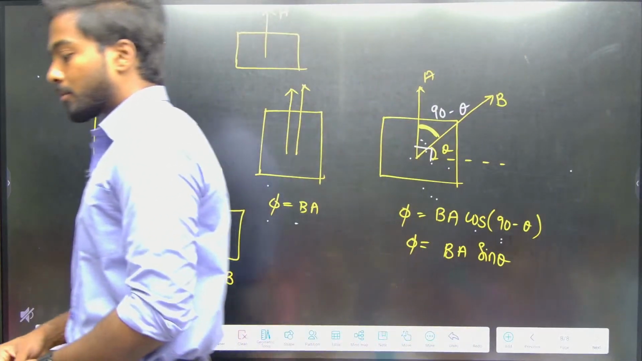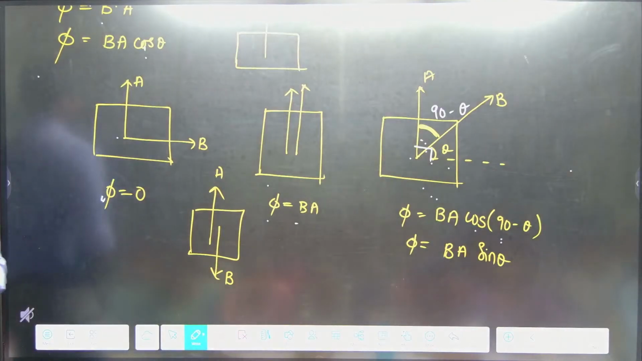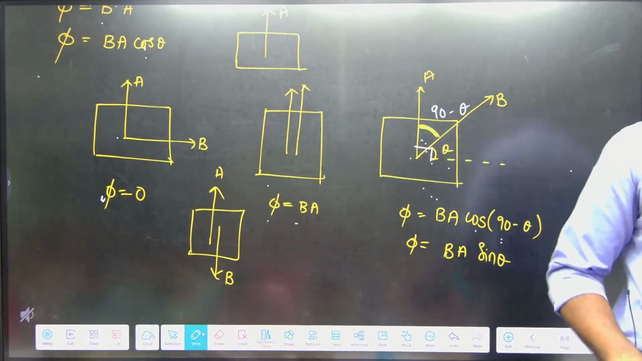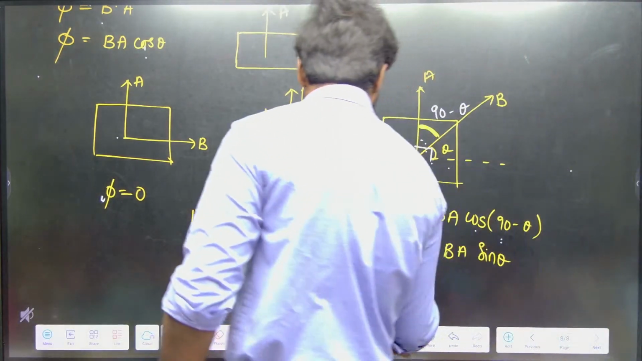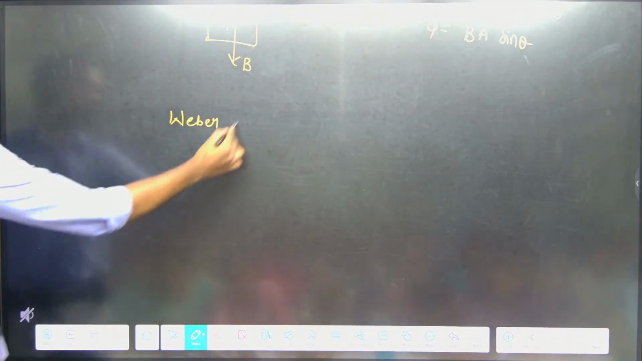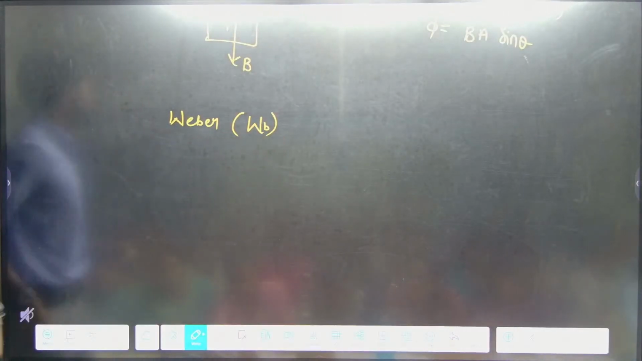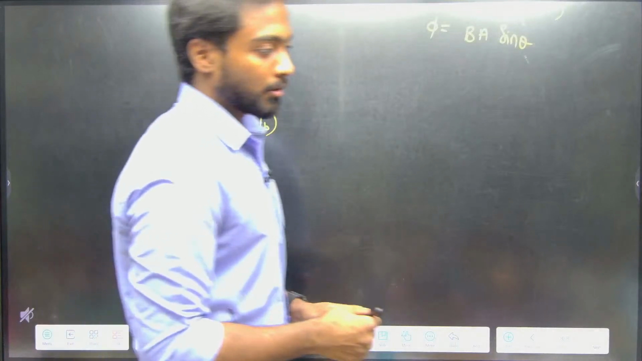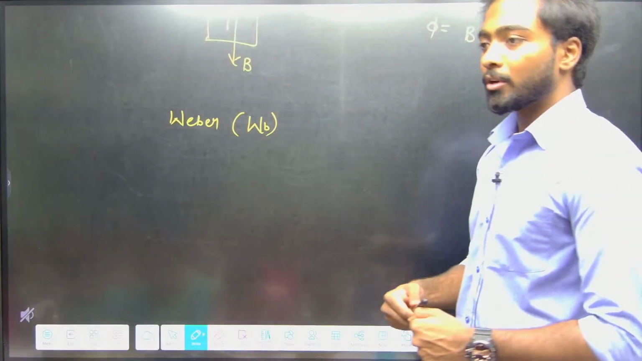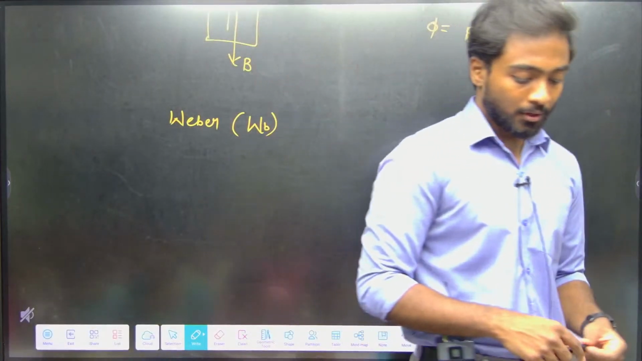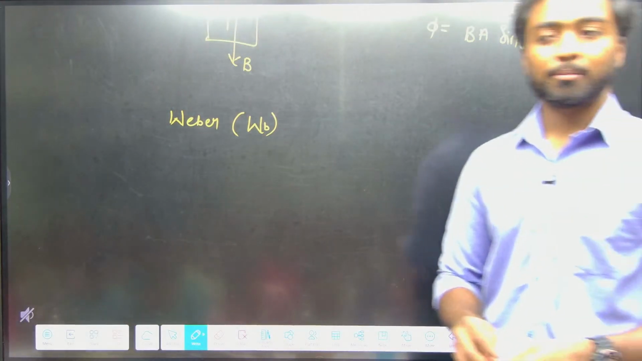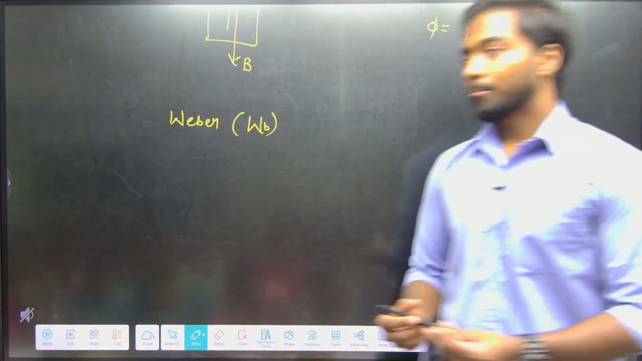Right, on the next point, the SI unit of magnetic flux is Weber, so WB, Weber. The next point, the CGS unit is Maxwell.